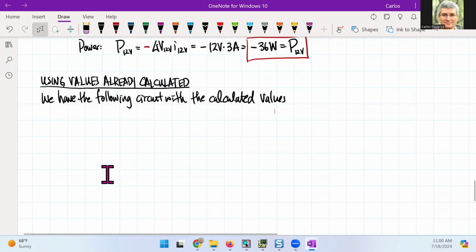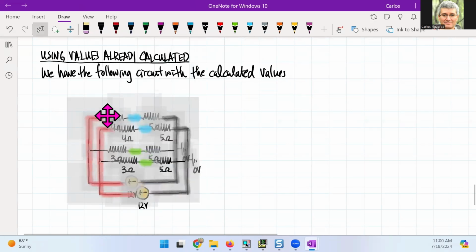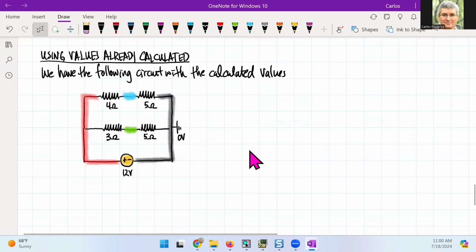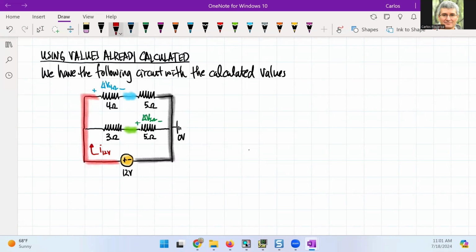So if I put my circuit back in, we calculated the voltage of this element right here, and the voltage of this one right here. We should use them. When I look at the current, there's a current of the 12-volt source, and then a current coming down here.